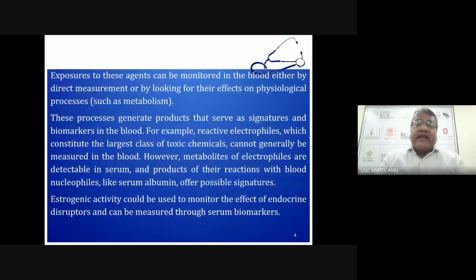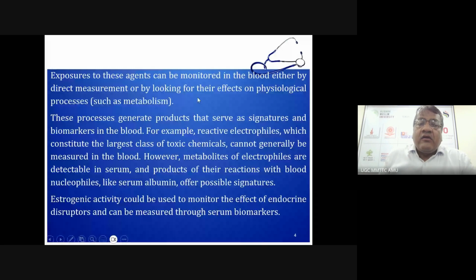Exposure to these agents can be monitored in blood. We can monitor this in blood either by direct measurement or by looking for their effect on physiological processes such as metabolism. So these processes generate products that serve as a signature and biomarker in blood. So these are the tests for diagnosing what toxicants are in the body. Either we can measure them directly or we can measure their biomarkers or their products.